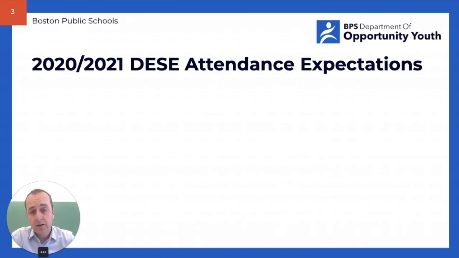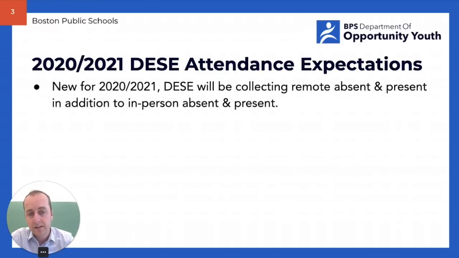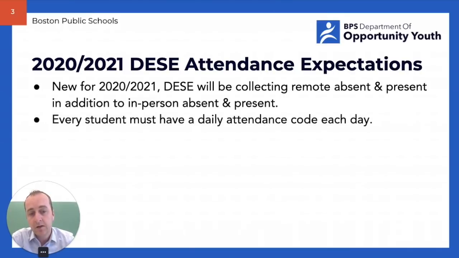I'm going to start with the 2021 DESE attendance expectations, and I've linked to their expectations in this video down below. But to summarize it, DESE will now be tracking remote absent and present in addition to in-person absent and present. Previously, we just had one attendance code if you are absent or present. Now that we have students who are going to be attending in person as well as at home, we do need to track that information separately. Every student must have a daily attendance code.